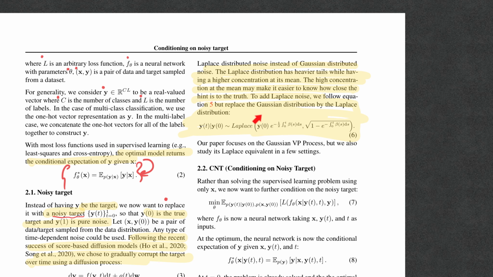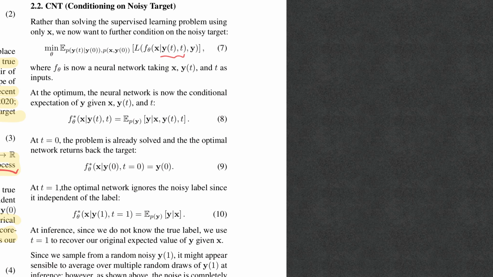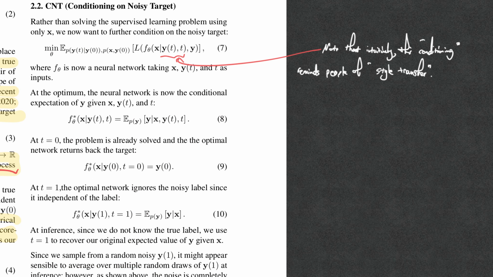And when they choose the Laplace distribution as well, just to study it as an alternative to the Gaussian, they use this equation over here. Now, in the context of CNT, rather than solving the usual supervised learning problem, they want to also condition it on the noisy target as well.